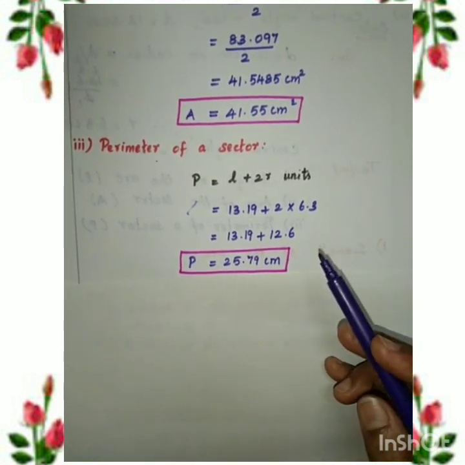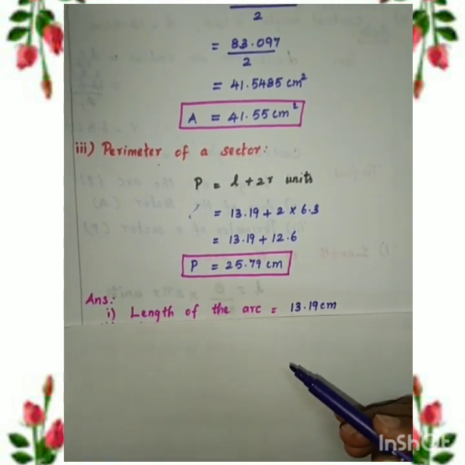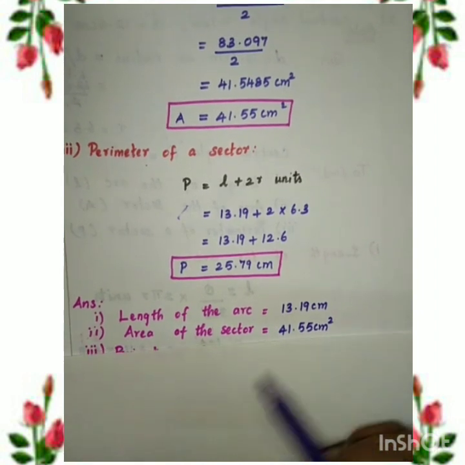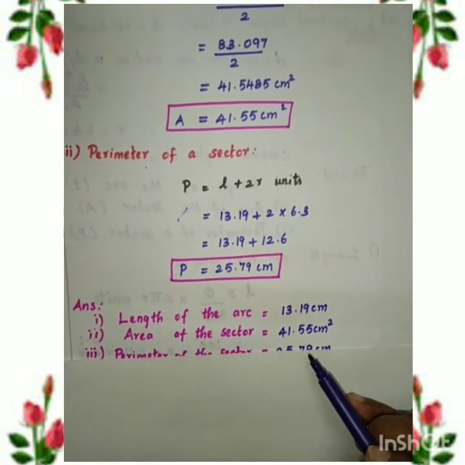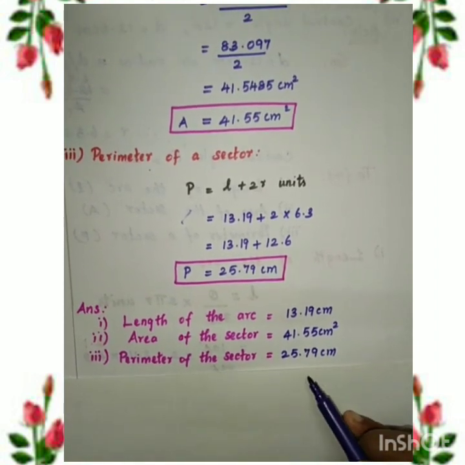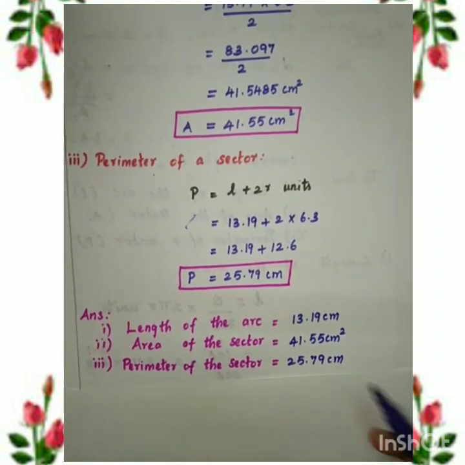Now we have found all the three subdivisions. So we can write the answer one by one. So length of the arc is 13.19 centimeter and area of the sector is 41.55 centimeter square. Then perimeter of the sector is 25.79 centimeter.